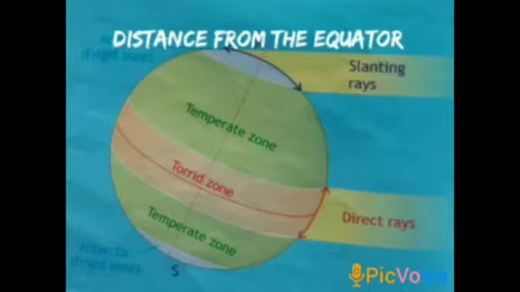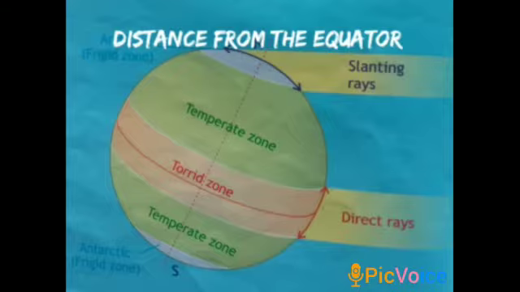Then we divide the earth into three zones according to the general climate in these areas. They are the torrid zone, temperate zone and frigid zone. Which are the three zones, children? Torrid zone, temperate zone and frigid zone. The area around the equator is called the torrid zone or hot zone because this area gets direct rays of the sun. This place will be very hot.